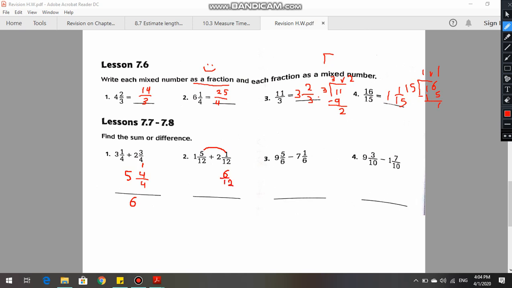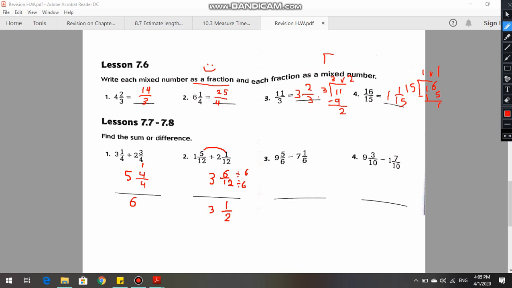2 plus 1 equals 3. And I can simplify it, guys. 6 and 12, both of them are in table what? Both of them are in table 6. So I can say divide 6, divide 6. 6 divided by 6 equals 1 and 12 divided by 6 equals 2. And I'm going to write 3 as a whole number.